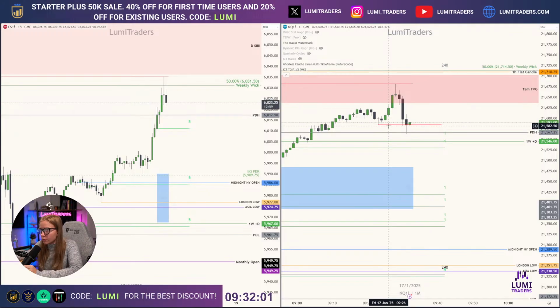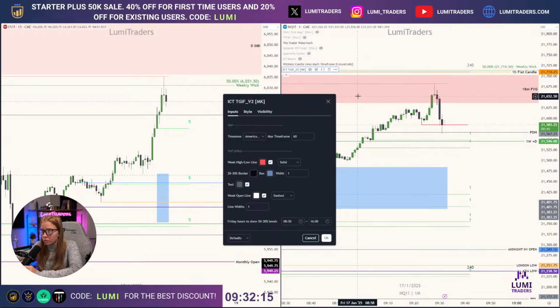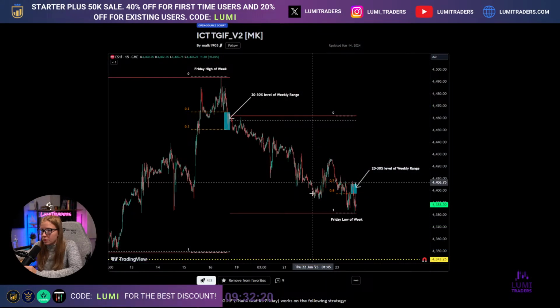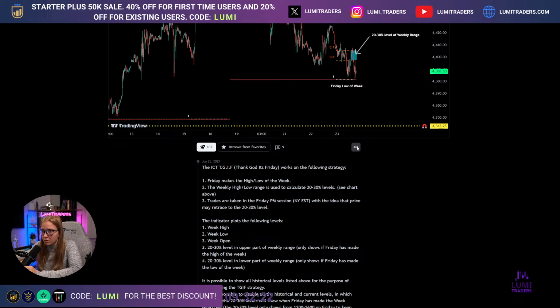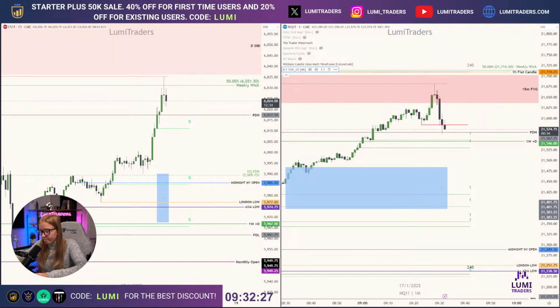TJF is just 20 or 30% of retracement of current weekly range. So you want to find low of the week, you want to find high of the week, and you want to highlight 20 and 30%. It's just an indicator. So you can basically just use indicator. I can share with you guys. Give me 1 second. How to share. Or you can use script actually.